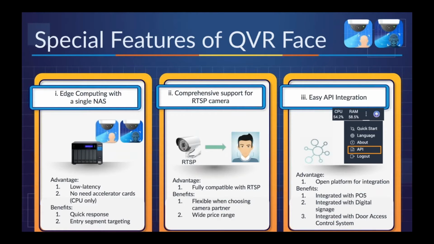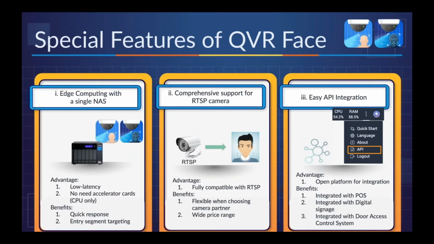All right, so a few of the features that we have for QVR Face. We have edge computing with a single NAS. You can run the facial recognition software on the NAS that you're running QVR Pro, and there's no added accelerator cards or GPUs needed. This helps give a quick response for processing the facial recognition footage. Additionally, we have support for RTSP cameras. This gives you a wider choice of cameras with a wide price range, so you have flexibility in what you're using.